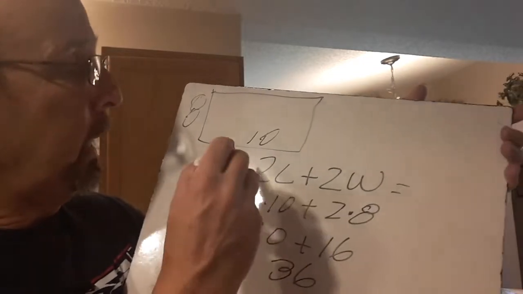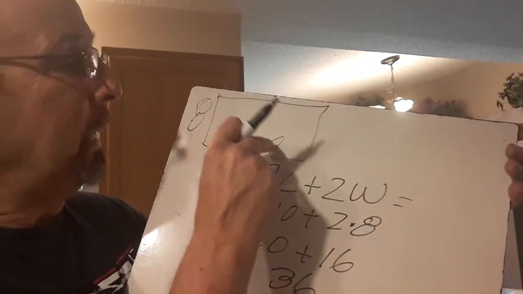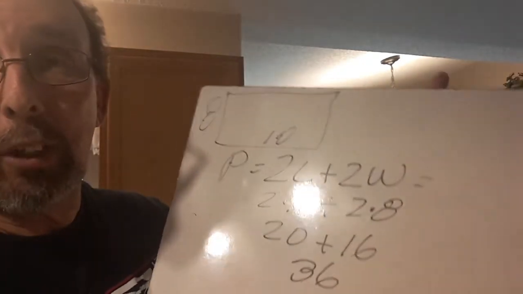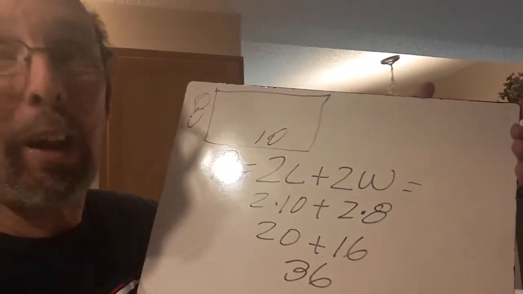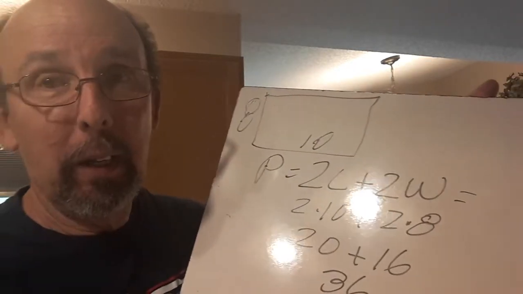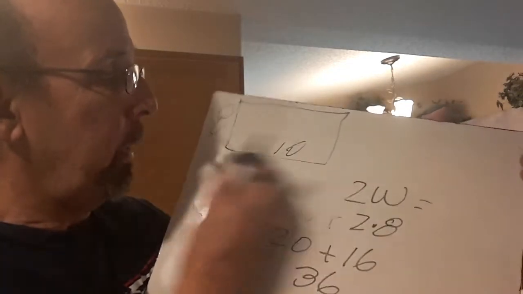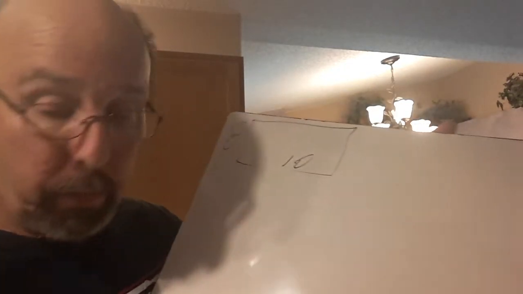Some of you are just adding these two numbers together and thinking that's going to be the perimeter. No, you're only doing half the perimeter that way. All right, it's 2L plus 2W. All right, let's take a look at area.